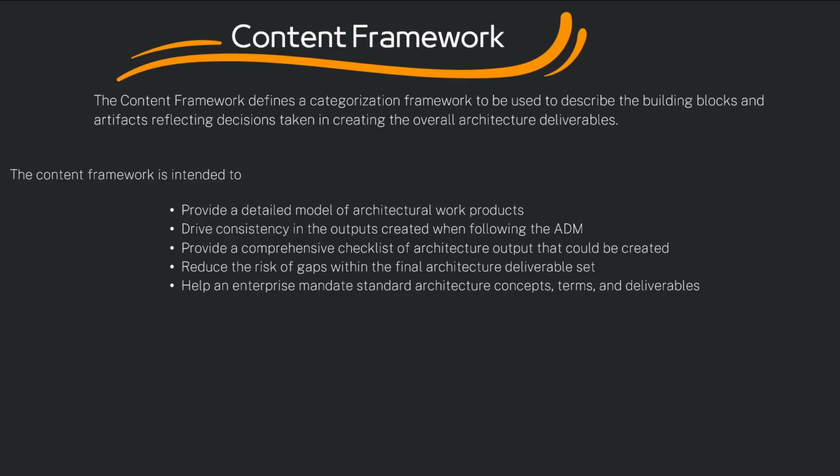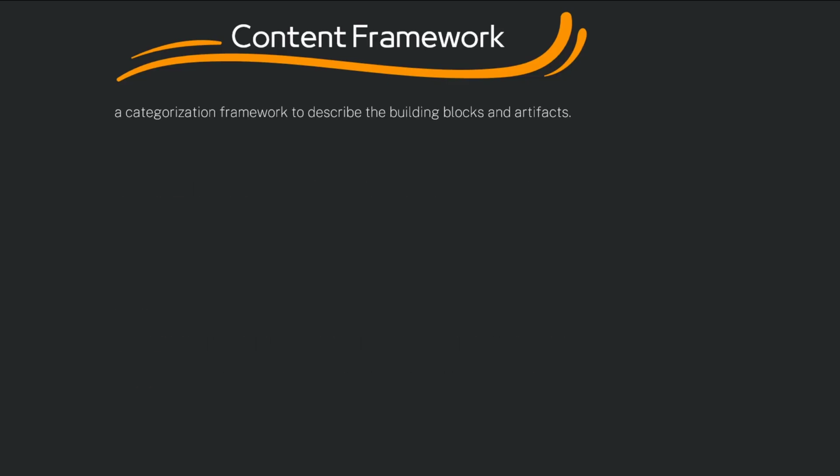Let's explain it once again in a fresh manner. The architecture content framework, also known as the content framework, is a categorization framework to describe the building blocks and artifacts. The framework is a starting point for enterprise architecture by structuring architectural information. It contains the minimum required enterprise architecture information to address the most pressing and recurring questions. It mirrors the phases of the architecture development method in its top-level structure.